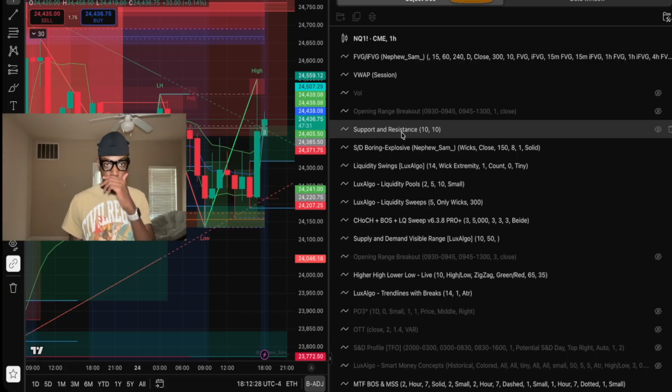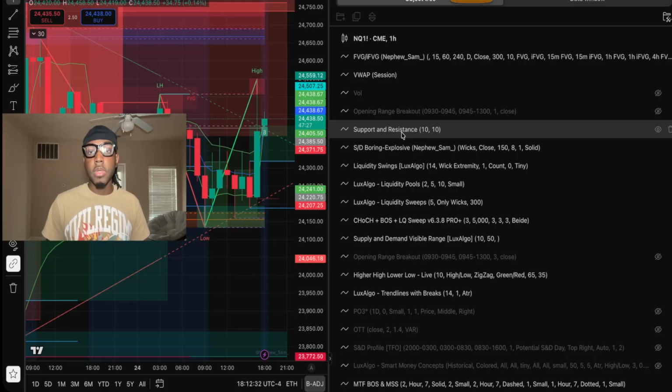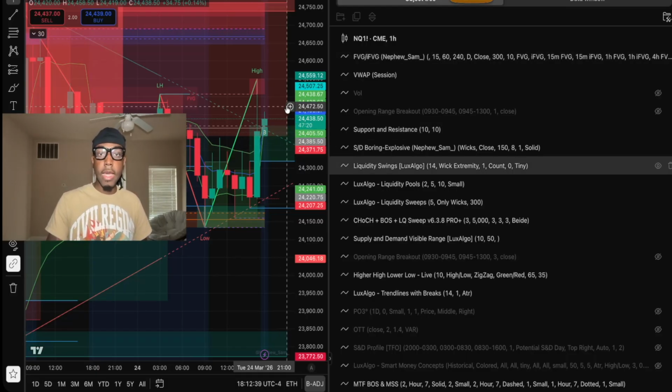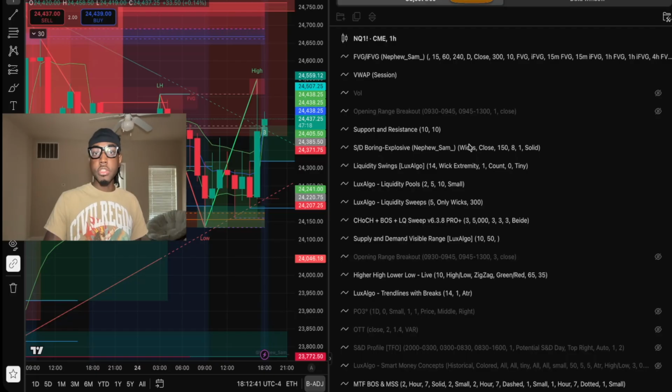Those are what I'm usually using. The fair value gap, the VWAP, stuff like that. Those are what I'm using all the time. And you've got the liquidity swings, the liquidity pools, like where the liquidity lies. You also want to have those too, so that's another confirmation that you want.